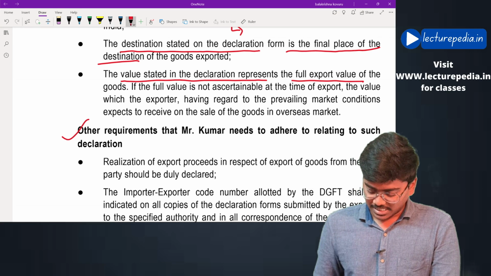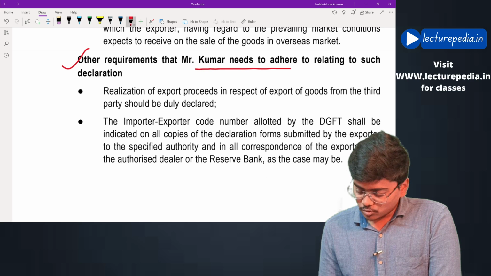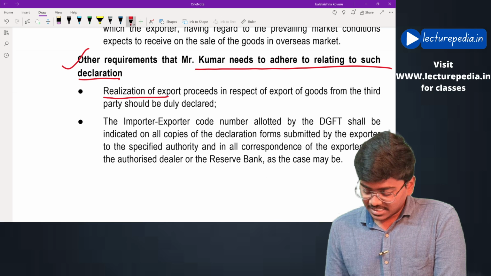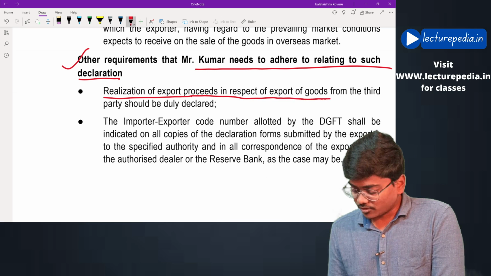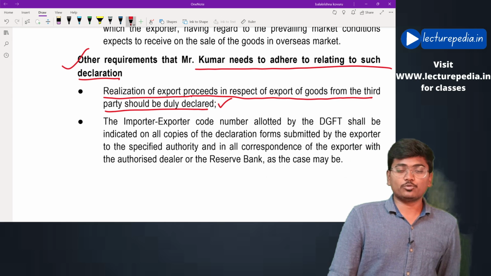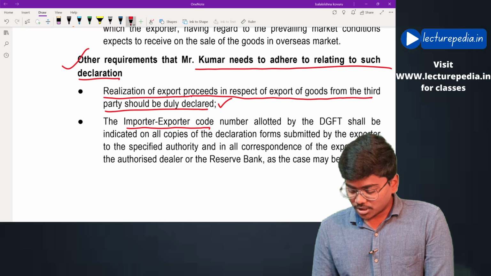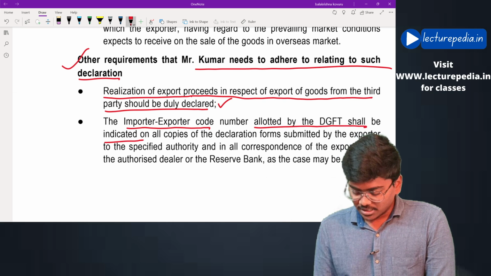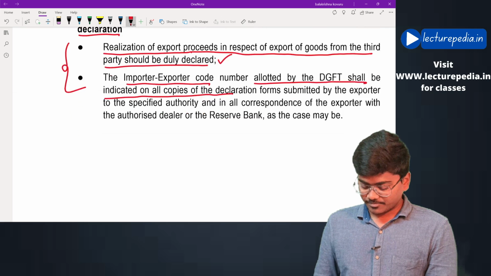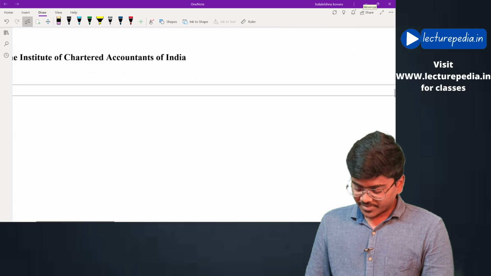And what are the other requirements? See, Mr. Kumar needs to do two other things relating to such a declaration. Realization of export proceeds in respect of export of goods from a third party should be duly declared. Okay, he has to declare within which time the proceeds will be realized, and the importer exporter code number allotted by DGFT shall be indicated on all copies of the declaration. These are the additional requirements. By this we have completed case study number 18.